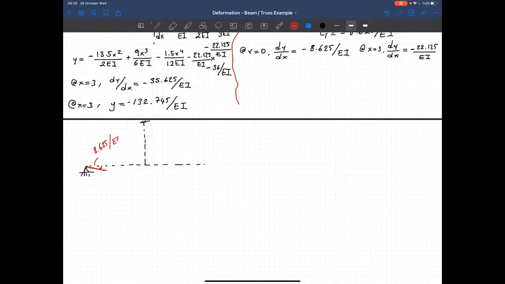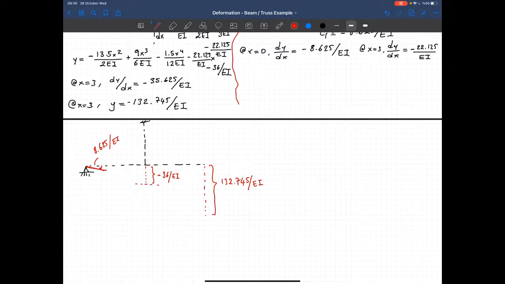over EI. We know that this point moved in the downward direction and the magnitude of that translation, the vertical translation, is equal to minus 36 over EI. And this point also moved in the downward direction. Well, I have a larger deflection here and the magnitude of that deflection is 132.745 over EI.